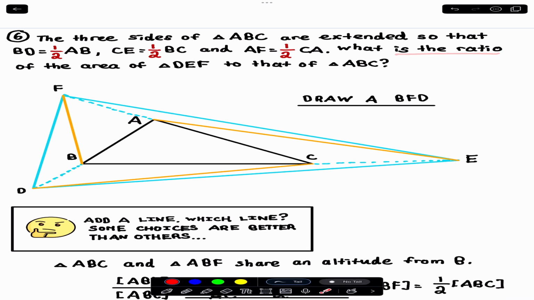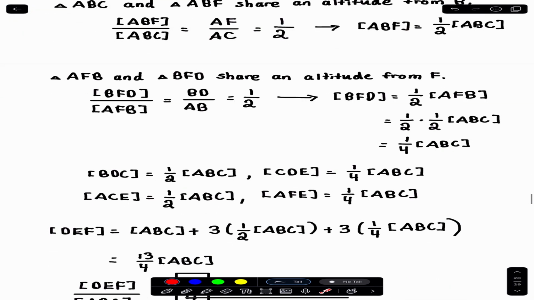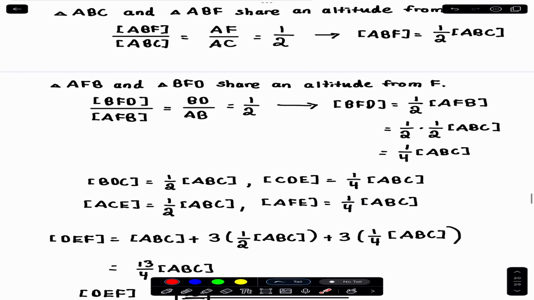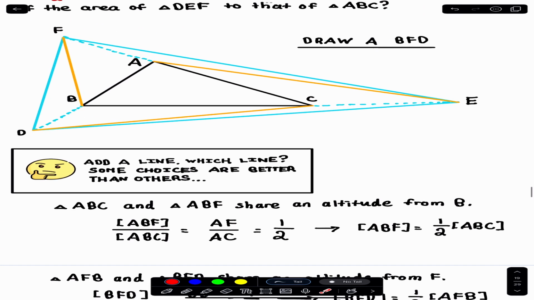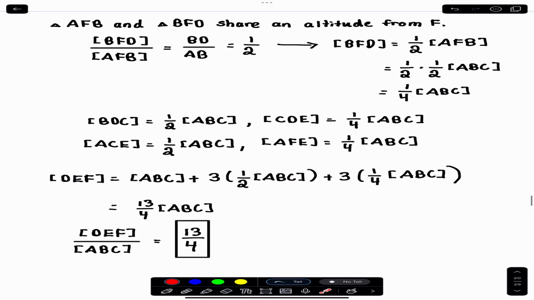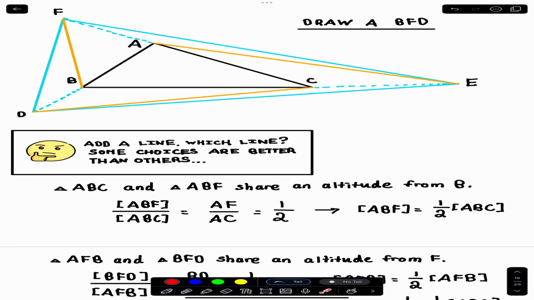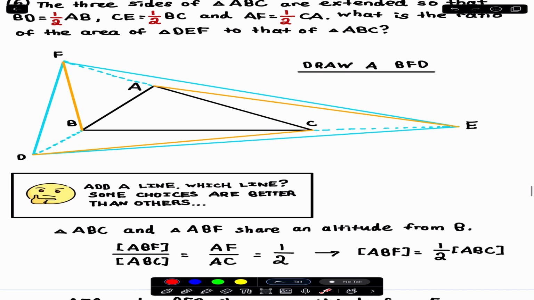It says, what is the ratio of DEF to ABC? That's exactly what we found here. So basically we're saying that triangle DEF is roughly 13/4 times larger than triangle ABC, which I think, based on this diagram, that sounds right to me.